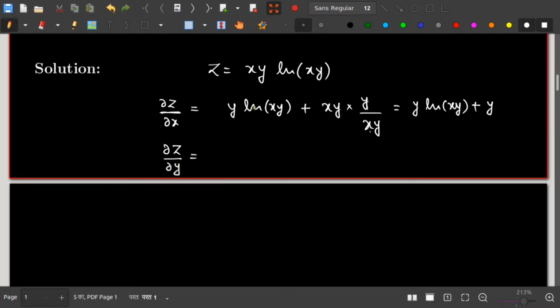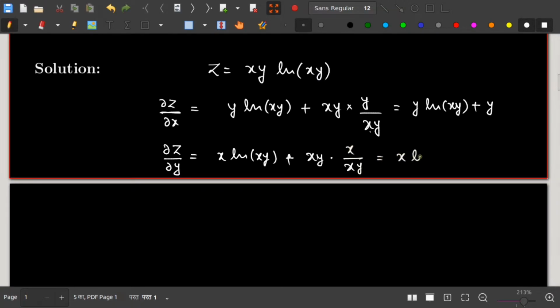Then you differentiate z with respect to y partially. So you have x as a constant now. So when you differentiate xy with respect to y, keeping x as a constant, you get x multiplied with the second term, which is ln xy, plus you multiply ln xy with respect to y, keeping xy as it is. So then you get 1 by xy, and then you differentiate xy with respect to y, you get x. So this comes down to x ln xy plus x.